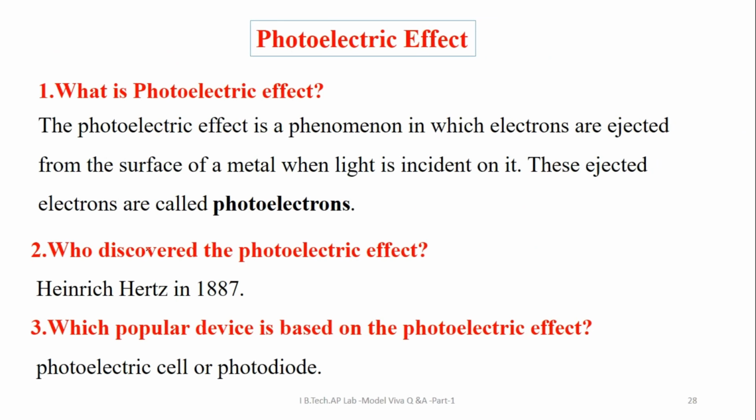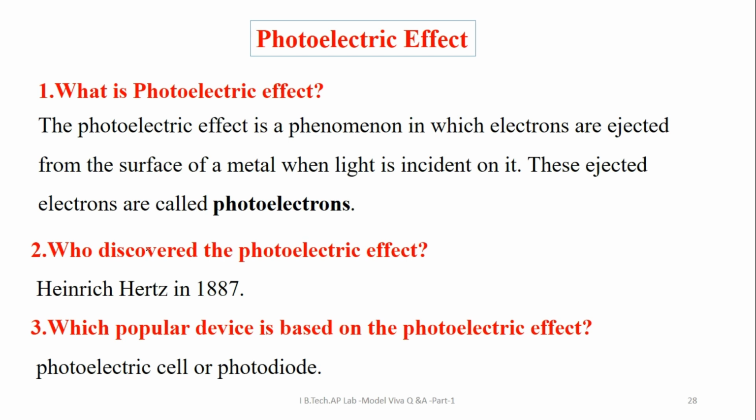Then the final one is the photoelectric effect. So what is the photoelectric effect? It's a phenomenon when electrons are ejected from the surface of a metal when light is incident on it. Basically some metals are photosensitive. If we shine light on them, they will eject electrons. That's what we call the photoelectric effect, and the released electrons are called photoelectrons.